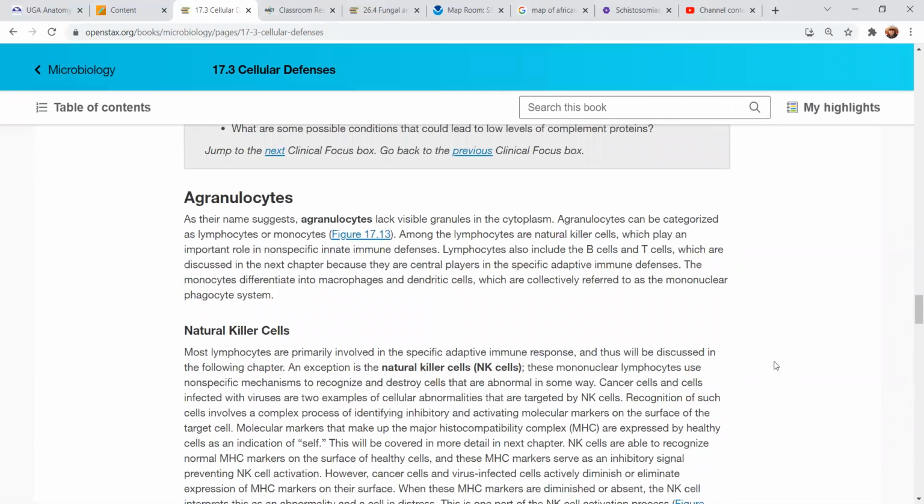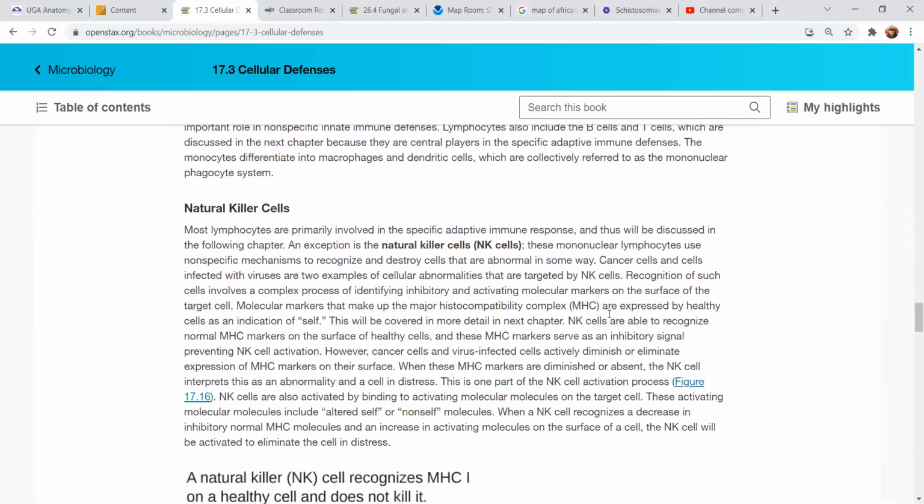Now, agranulocytes do not have those cytoplasmic granules. These are lymphocytes and monocytes. If we look at the lymphocytes, we have natural killer cells and B cells and T cells, which are involved in our specific defense. Monocytes differentiate into macrophages and dendritic cells. So natural killer cells or NK cells are lymphocytes that are nonspecific. And what they do is they recognize and destroy cells that are abnormal. So cancer cells and virus infected cells are going to be targeted by these NK cells.